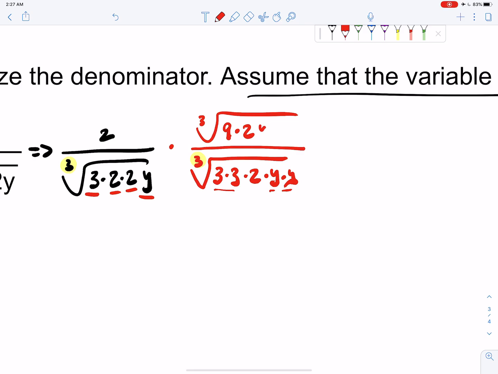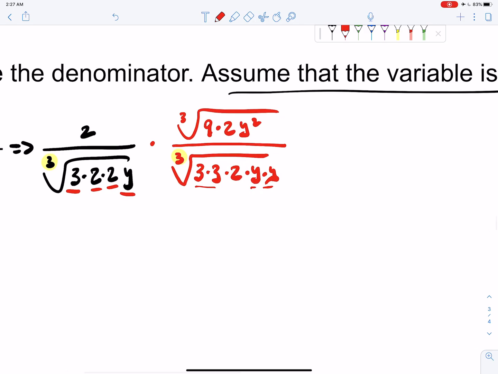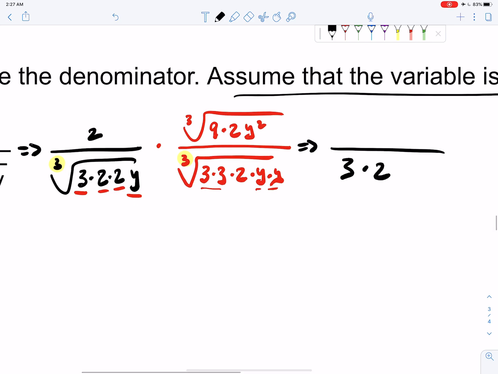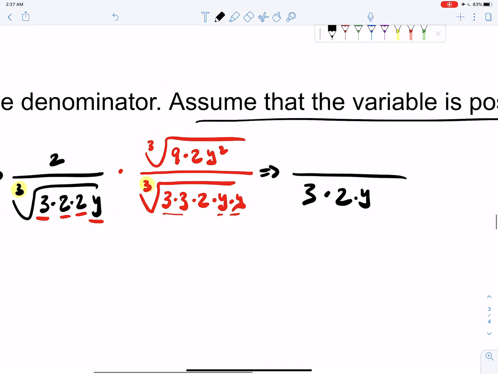Y times y is y squared. So we have 18 essentially up there. I'll fix that the next line. So now, here's the beautiful thing. Well, these are all perfect cubes. So 3 is a perfect cube, so out comes 3. 2 is a perfect cube, so out comes 2. Y is a perfect cube, so out comes y. They're all being multiplied. Up top, we have 2 times this, so we have 2 already outside. The cube root of what is 9 times 2, 18, y squared.